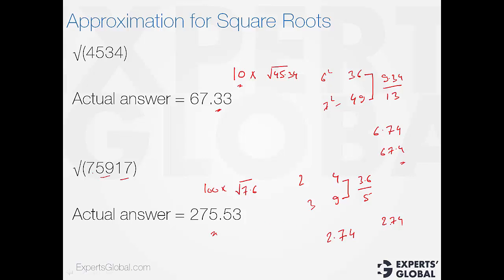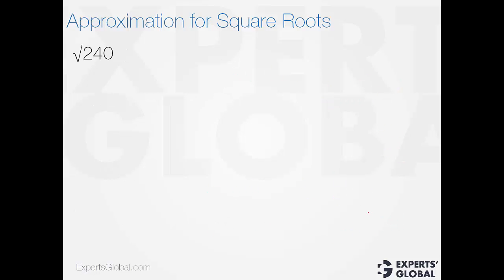Square root 240. So how do we do this? 240 has a 16 and a 15 in it. I can take 16 out and it becomes 4 outside the radical sign, root 15. And square root 15 is just a bit less than 16.